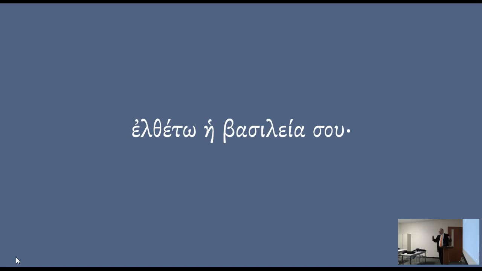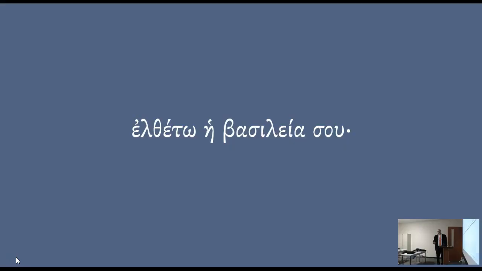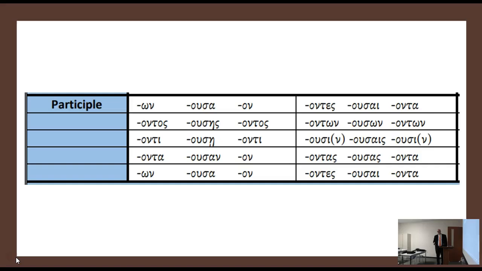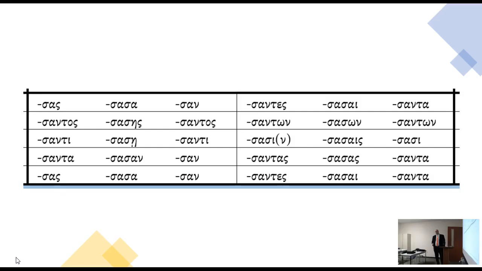Come, your kingdom, come: imperative. Good, so this is what we're doing today. This is the aorist active, sas, santos. The way you remember this chart is remember Jonathan's chart earlier, right? And just replace the front part with sas. Once you replace the front part with sas, it goes from the present to the aorist.